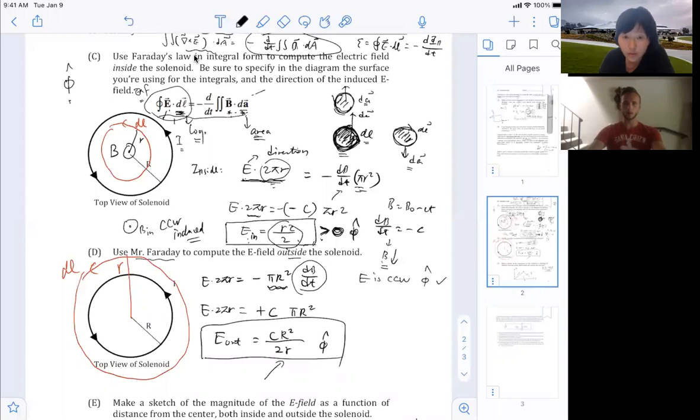So that's how you know the direction. If you had gotten a negative answer, it would simply mean that your E is clockwise, in negative phi hat. You don't have to change your choice for your dl. Does that make sense? So if in this case B is increasing, then dB/dt is positive. If that's the case, if you go through this calculation, you will get a negative sign, right? And that's totally okay.